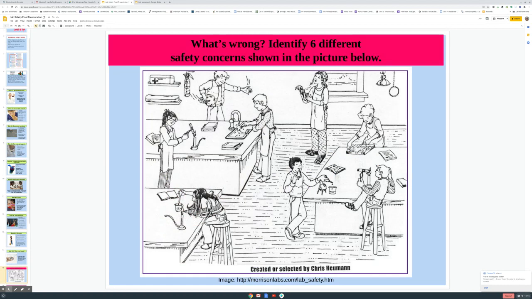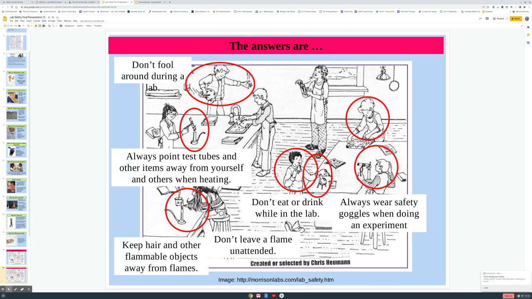You're going to have an activity where you have to pick out issues that are wrong. So I'm going to pause here a minute and just have you get an idea of what you might see going on that's incorrect. And then we're going to talk about them here. All right, so up here at the top, it says, do not fool around during the lab.